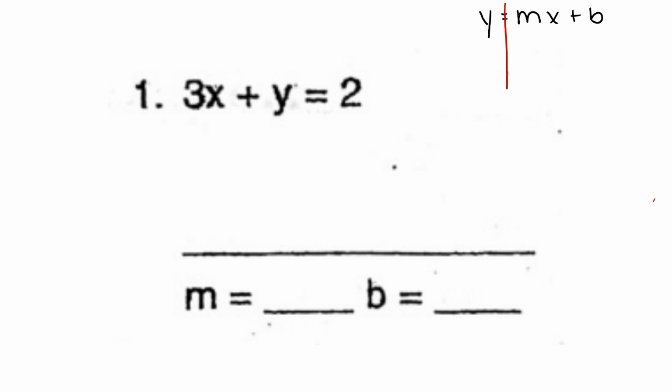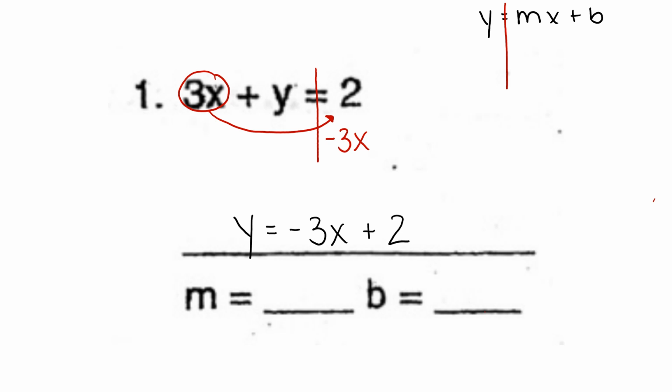If you look at example number 1, 3x plus y equals 2, you will notice that the 3x is at the front of the equation and not on the right-hand side of the equal sign. So if we take the 3x and move it to the right-hand side of the equation, it becomes the opposite. A positive 3x becomes a negative 3x. So we would rewrite the equation as y equals negative 3x plus 2. We can then identify our slope as the negative 3x piece, and the y-intercept as the positive 2.